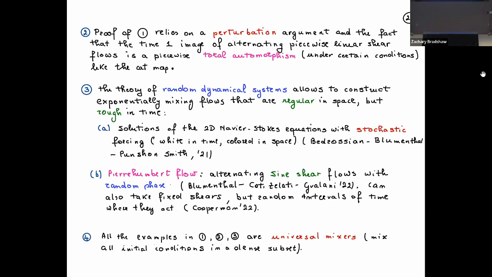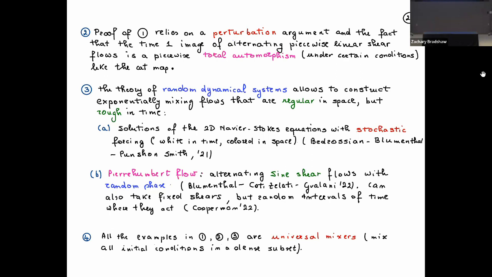But I just want to say one word: they can construct exponentially mixing flows that are regular in space, but in fact rough in time. So for example, solutions of the 2D Navier-Stokes equation with a certain stochastic force. These are real flows, not fake flows like the ones that I will present. And after the work last year, so there's been a lot of development in the last 2 or 3 years, what has been for a long time considered in the community as a mixing flow is called the Pierrehumbert flow, and is again rather simple.